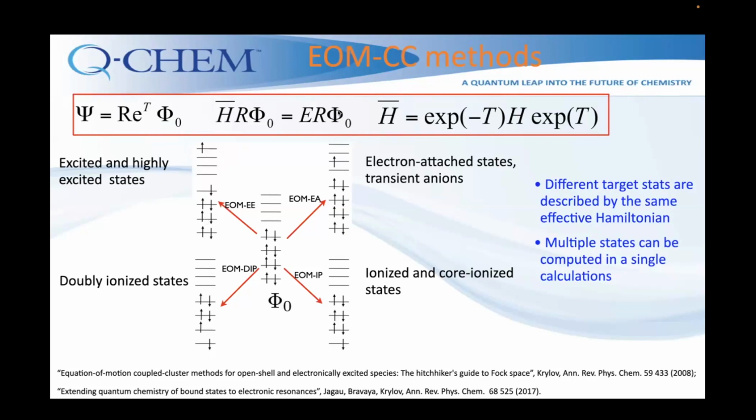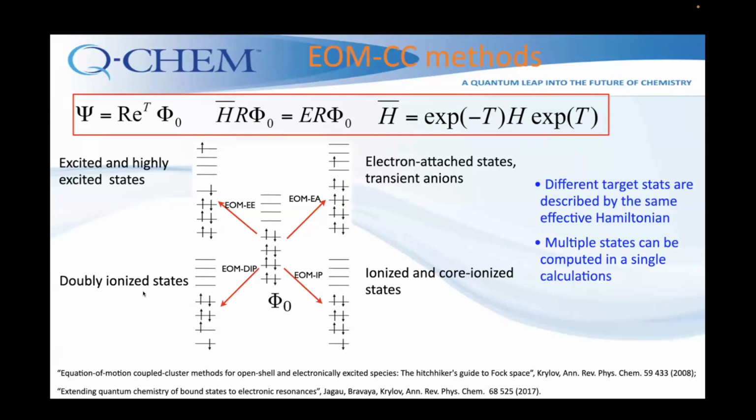And then you have the ability in these methods to compute states of different nature. For example, if you start with the typical ground state of a molecule, you can then calculate all sorts of excited states, including core excited states. You can start with this ground state of a molecule and then compute all sorts of ionized states, including core ionized states, and that would be appropriate for other spectroscopies. You can do electron attached states, double ionized states, so many different variants.